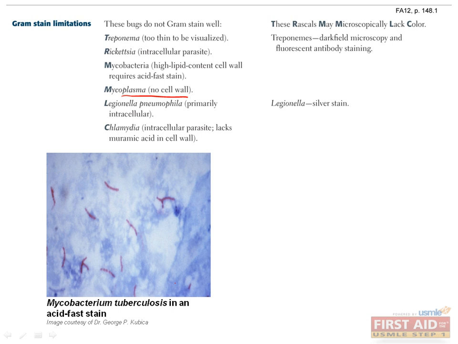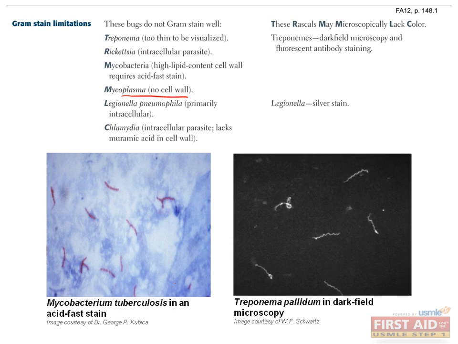Mycobacterium will be bright red after staining with carbol fuchsin because its lipid-rich cell wall prevents acid from washing out or decolorizing the stain. Treponema is too thin to be visualized, so one must use dark field microscopy or fluorescent antibody staining to see it.